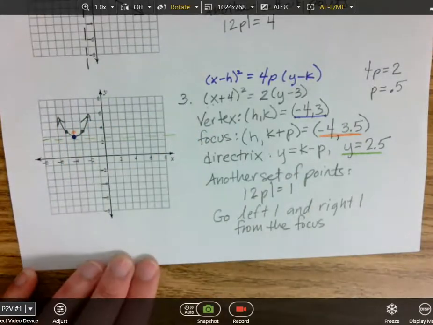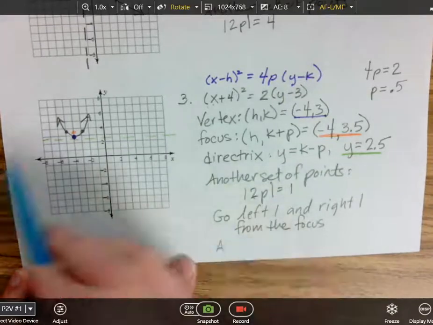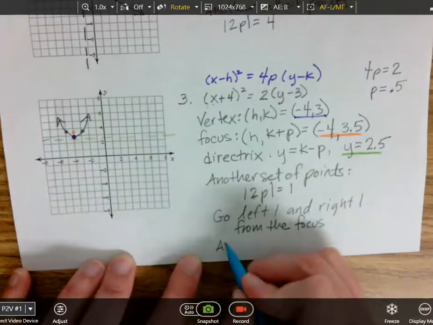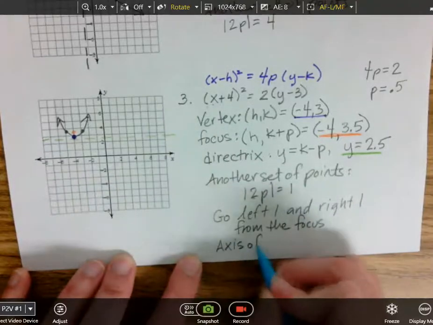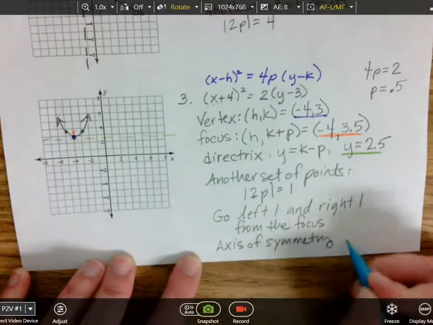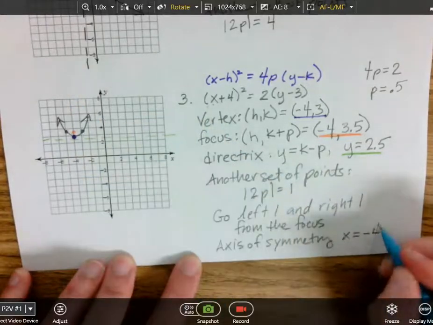Okay, and we forgot to do our axis of symmetry for number 2, but let's do this one first, and then we'll go back to the other one. So since your directrix is horizontal, your axis of symmetry is going to be vertical. Okay, x equals -4.